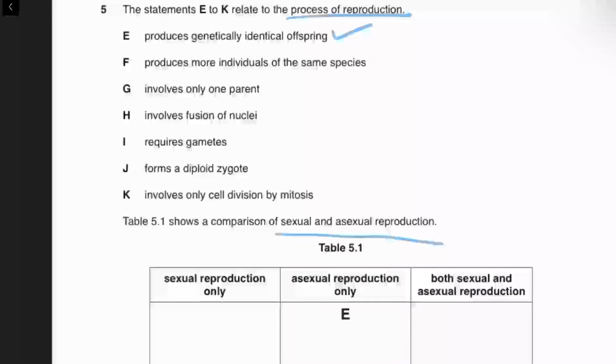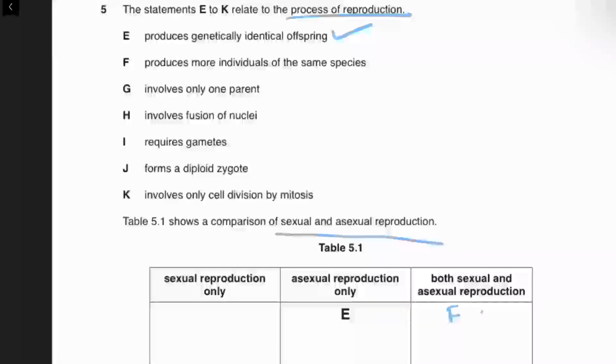Sorry, E. It's already there, no? Sorry. Produces more individuals of the same species. Both, sorry. Asexual reproduction produces more individuals. Sexual reproduction also produces more individuals. More individuals means more members.